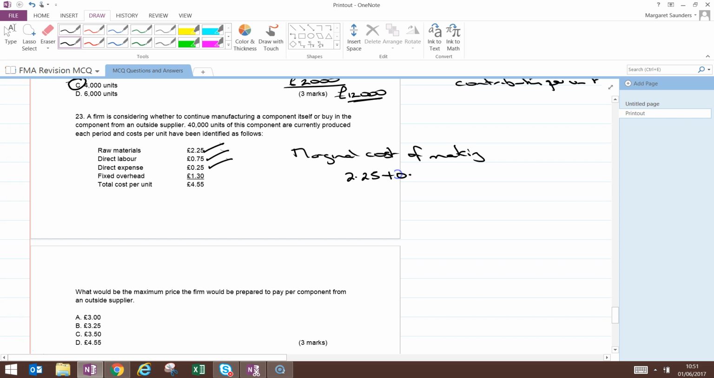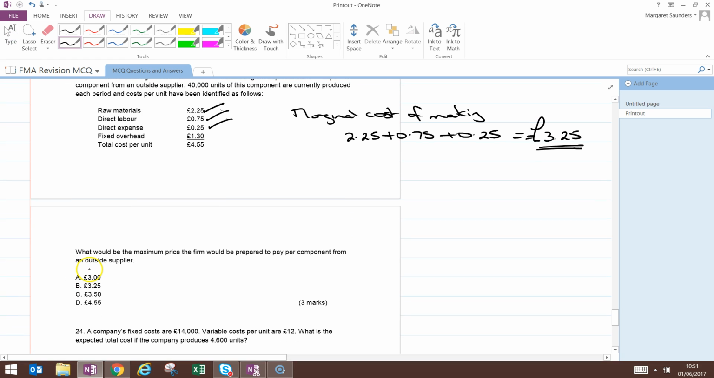£2.25 plus 0.75 plus 0.25. So it's costing us £3.25 to make the product. So if we were going to buy it in, the most we would want to pay is £3.25. We certainly wouldn't pay any more than £3.25 because we can make it for that. So what would be the maximum price you would pay? £3.25, answer B.